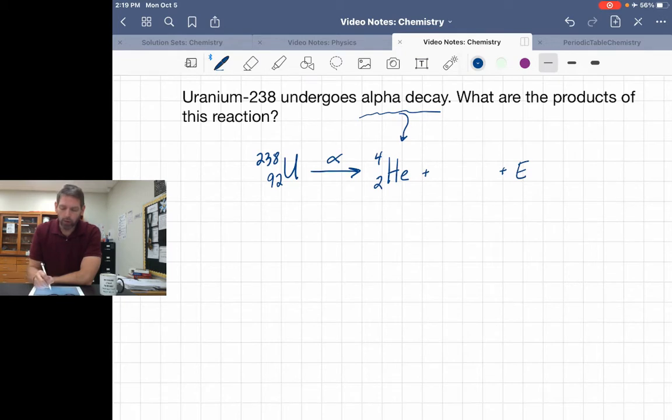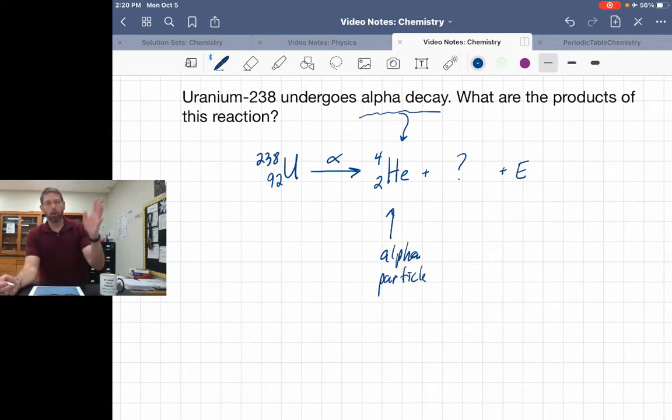So the question right now is what product do we put here? So far, what are the products of this reaction? We have a helium-4 atom, which from here on out we will refer to as an alpha particle. An alpha particle is always a helium-4 atom. So the question: what's left over?